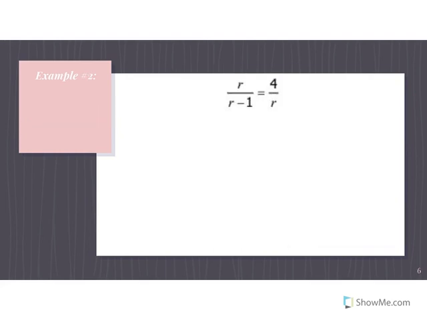For our next example, we have r divided by r minus 1 equals 4 divided by r. Again, let's write our LCD over here so we know what we are actually going to be multiplying by. So I like to do r times r minus 1. Then I know exactly what to multiply both sides by. If I multiply this side by r times r minus 1, as well as this side, then I can get rid of my fractions and make my problem a lot easier to solve.